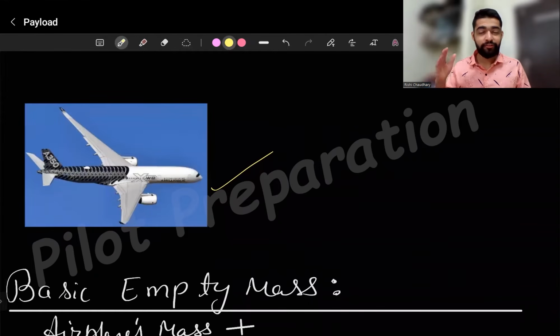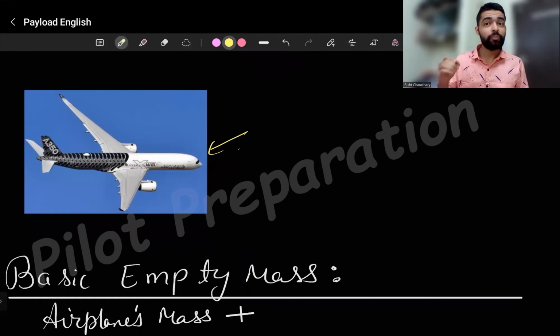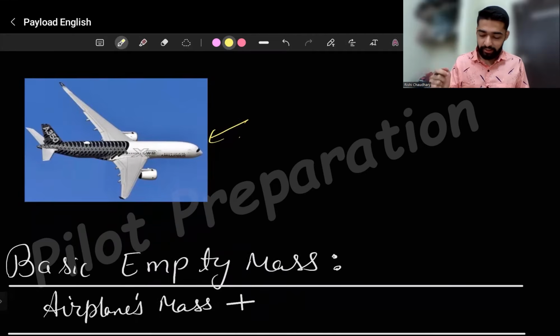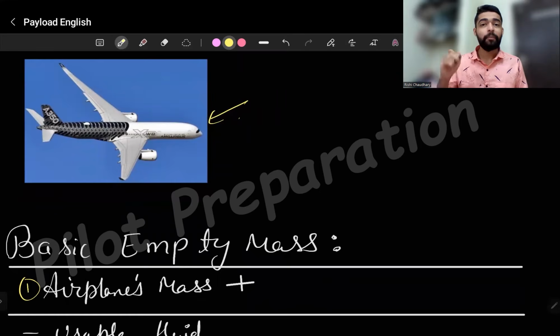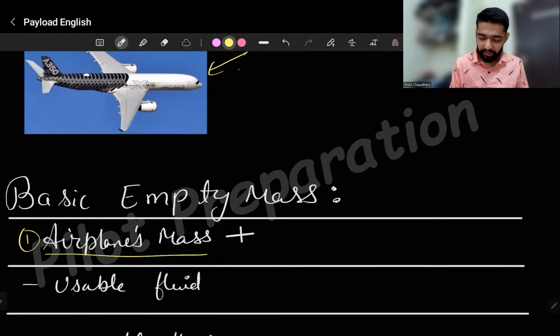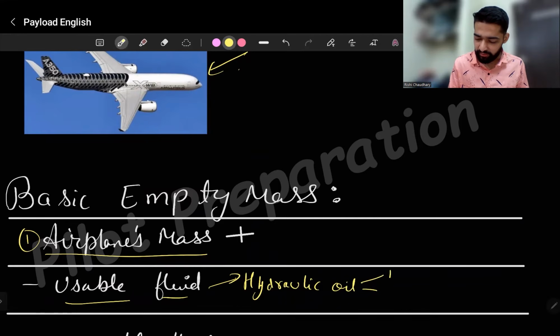Let's start with the first type of weight we have to calculate in the aircraft. Basic empty mass or basic empty weight is the same thing, and it includes what? It includes the airframe's mass. Whatever is the mass of that model will be the first mass we need to calculate. And then we'll be calculating usable fluid. Usable fluid includes what? Hydraulic oil. Hydraulic oil is used in the rudder, ailerons, and a lot of different places.